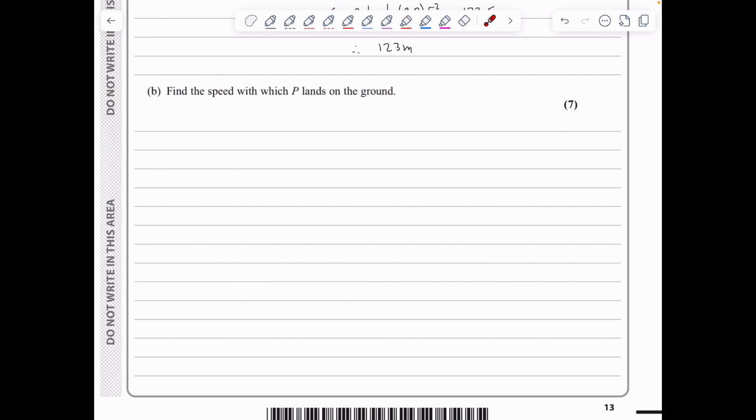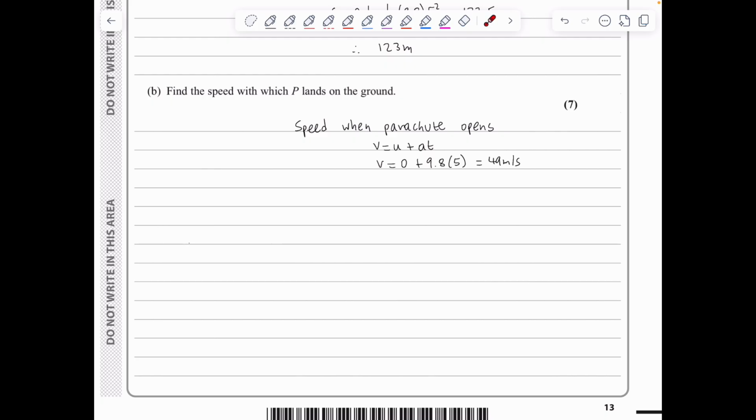In part B, we need to find the speed with which P lands on the ground. So I will start by finding the speed when the parachute opens. I'll be using v is u plus at. We know that we started off with an initial velocity of 0 and we are experiencing an acceleration equal to g. So v is equal to 0 plus 9.8 times 5. This gives an answer of 49 meters per second, which is the speed of P when the parachute opens.